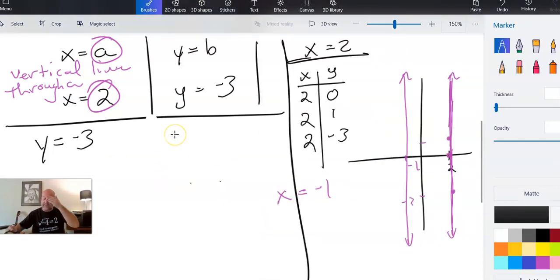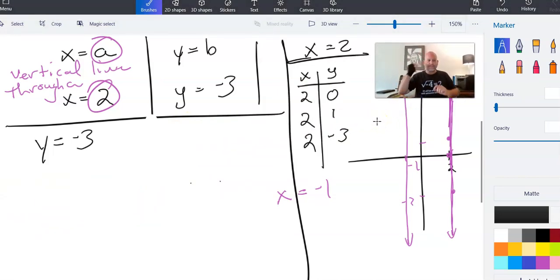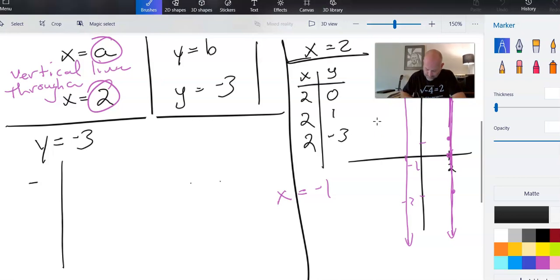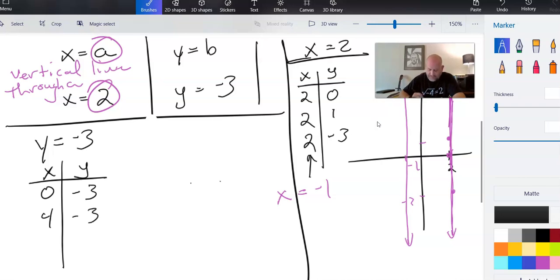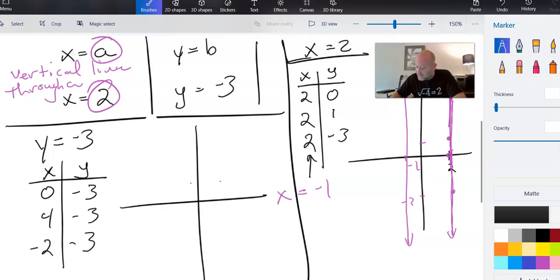Okay, so let's see if we can graph this. Let me scoot this over. If you were to work this out making a table, it's the same reasoning as with the x's. The only difference is instead of x being frozen in place, y is frozen in place. So what it's saying is no matter what I pick for x, y is -3. If I pick 0 for x, y is -3. If I pick 4 for x, y is -3. If I pick -2 for x, y is -3. And so if I graph this, I end up with a horizontal line.